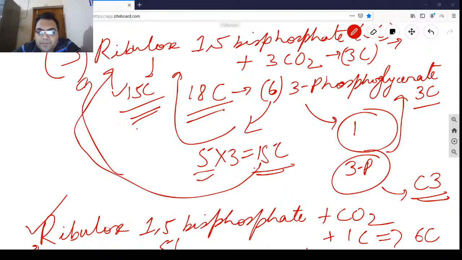Okay. So now how to regenerate? How does this regeneration happen? I'll just explain it to you. I'll just show you an image, by which I'll explain, or I'll also draw it for you. No issues. I'll draw it for you.